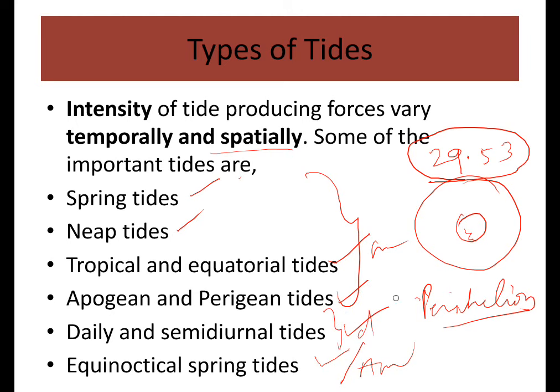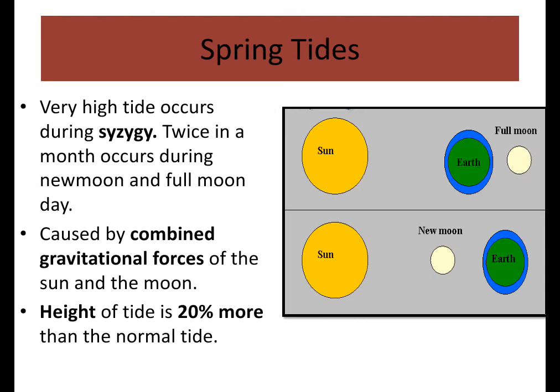These are daily phenomena. And spring tides, very high tides, occur during Syzygy, twice a month, during new moon day and full moon day. So we know that on full moon day and new moon day, these spring tides occur. They are very high tides caused by the combined gravitational forces of the sun and moon. The height of these tides is 20% more than the normal tide.